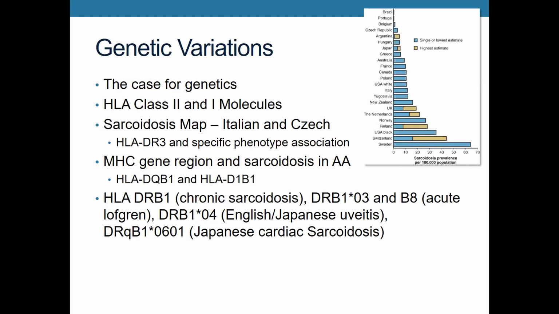Early research in the 90s, like the sarcoidosis map, which looked at Italian and Czech populations of sarcoidosis patients, did show specific alleles having association and actually specific phenotypes, including early onset, late onset, and sarcoidosis restricted to the lungs. Actually, here at Henry Ford with Dr. Iannuzzi in the early 2000s, we had our own sarcoidosis population in African Americans, in which we were also able to find association with the HLA DQB1 and DRB1.